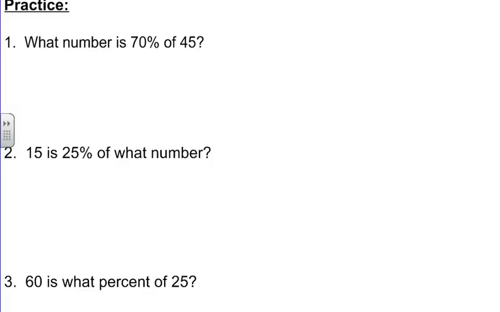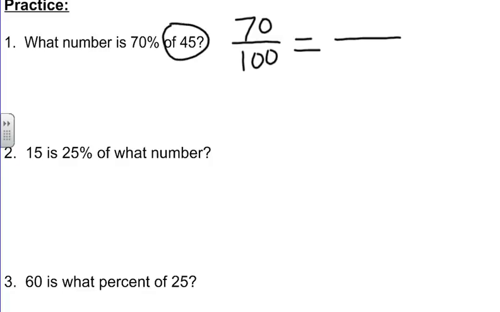Now let's practice. The first question says, what number is 70% of 45? Well, I know the percentage. It's 70. And the percentage always goes over 100. So I can start my proportion. Now it says of 45. Remember, it's is over of, or part over whole. Well, I know the of, it's 45. That goes on the bottom. That's my whole. Since I don't know the part, or the is, I'm going to put an x there.